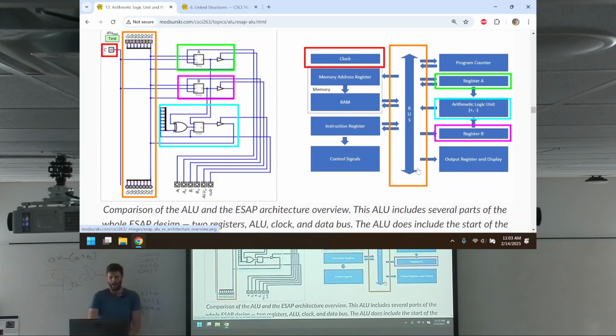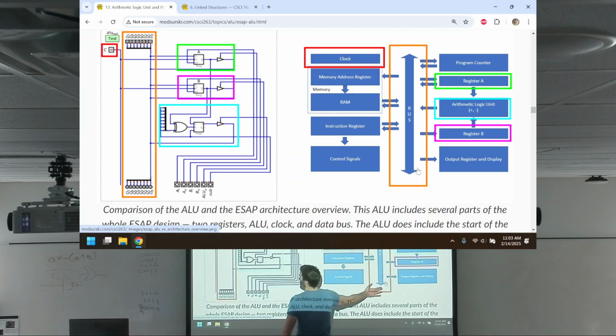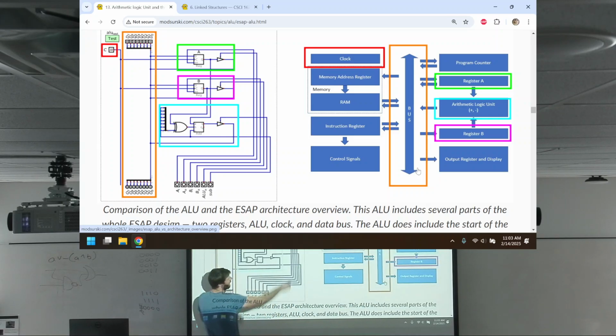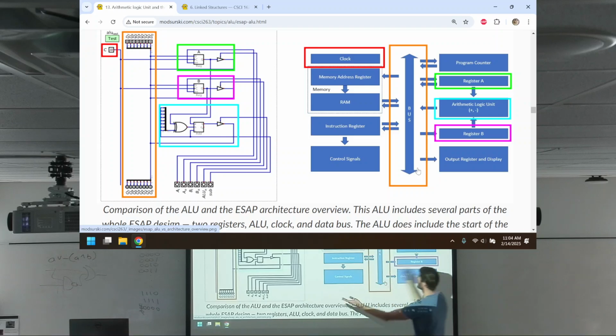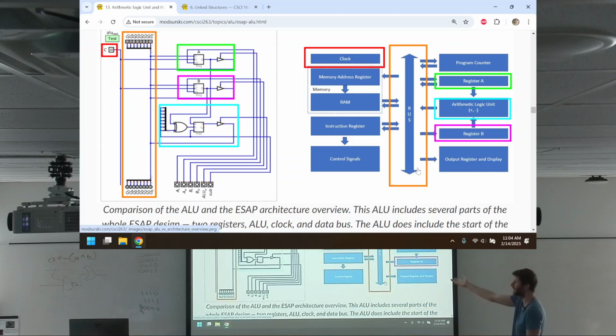So how does this compare to the ESAP system? Well, we've got the data bus here in orange. We've got the clock, red. Then we've got the registers. Over here, the register is above and below into the ALU. I just put the registers together in the ALU. We're missing several chunks, but we're working our way there. But that's what we got.